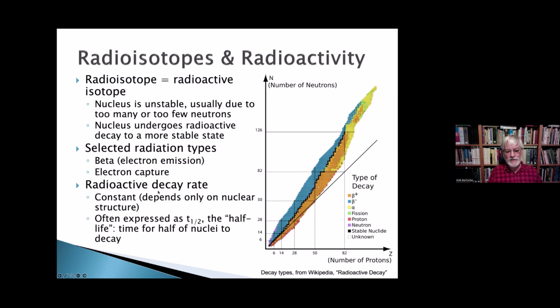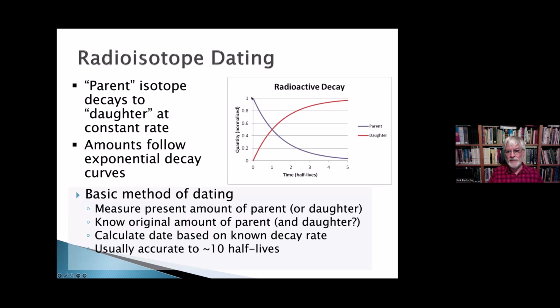And then it has a decay rate. It only depends on the nuclear structure what the decay rate is of these radioactive isotopes, and it is often expressed as the half-life, the time it takes for half of them to decay. So this is what the decay curve looks like. If you start out with what we call a parent radioisotope, it decays and produces a daughter isotope. I don't know why it's a parent rather than a father or a mother, and I don't know why it's a daughter rather than a son, but that's the way it is.